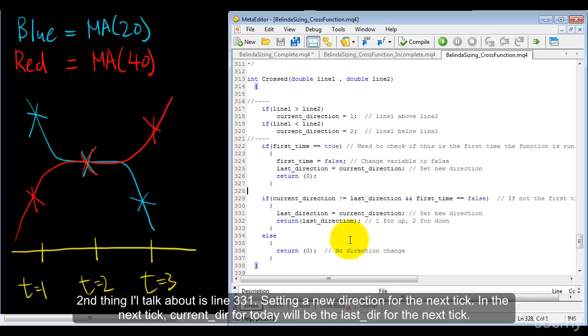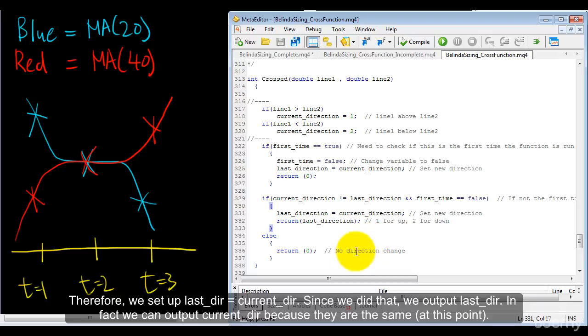Second thing I want to talk about is this line here. Setting a new direction for the next tick. What this does is that, because in the next tick, the current direction for today will be the last direction for the next tick, therefore we set last direction equals to current direction. Since we did that, we output last direction, or in fact we can actually output current direction as well, because they are the same.